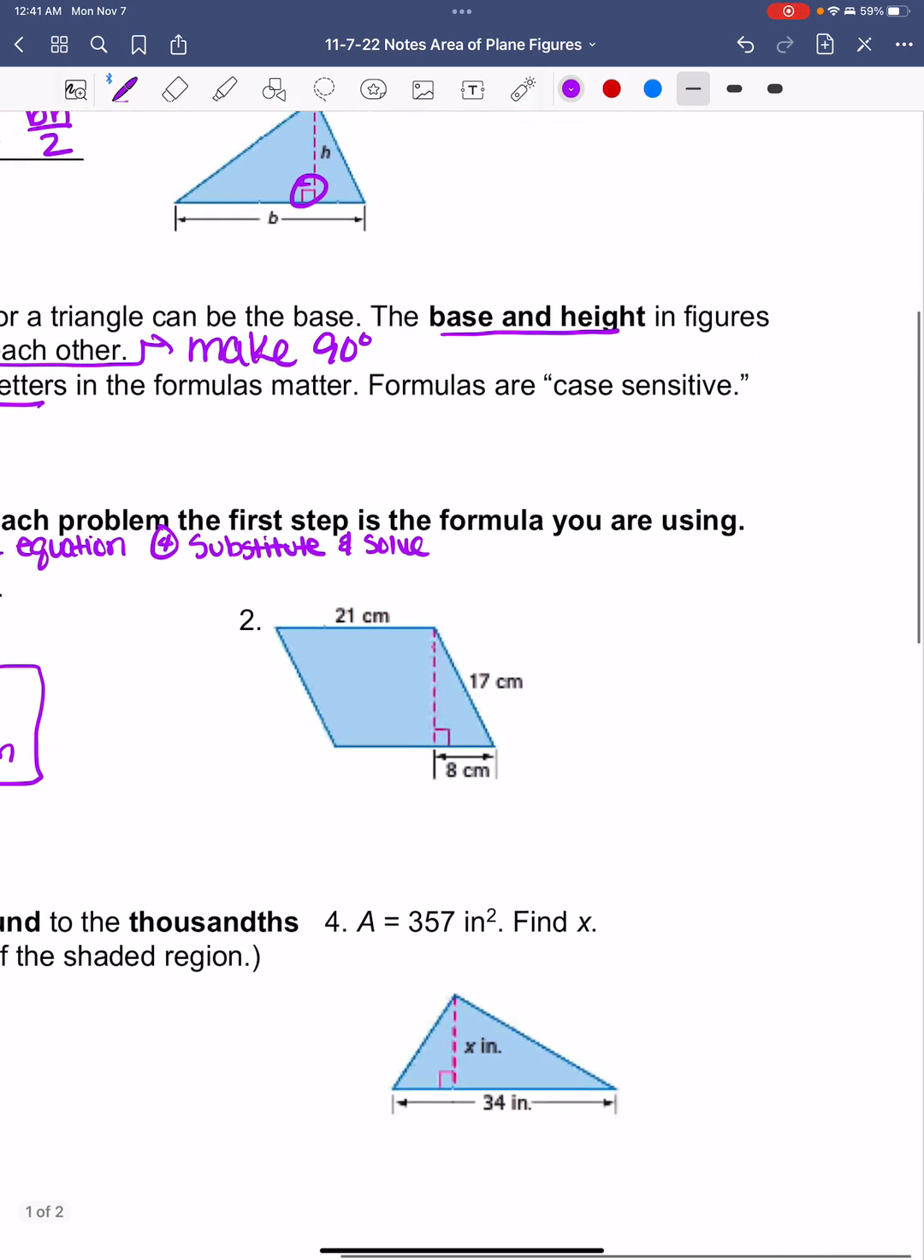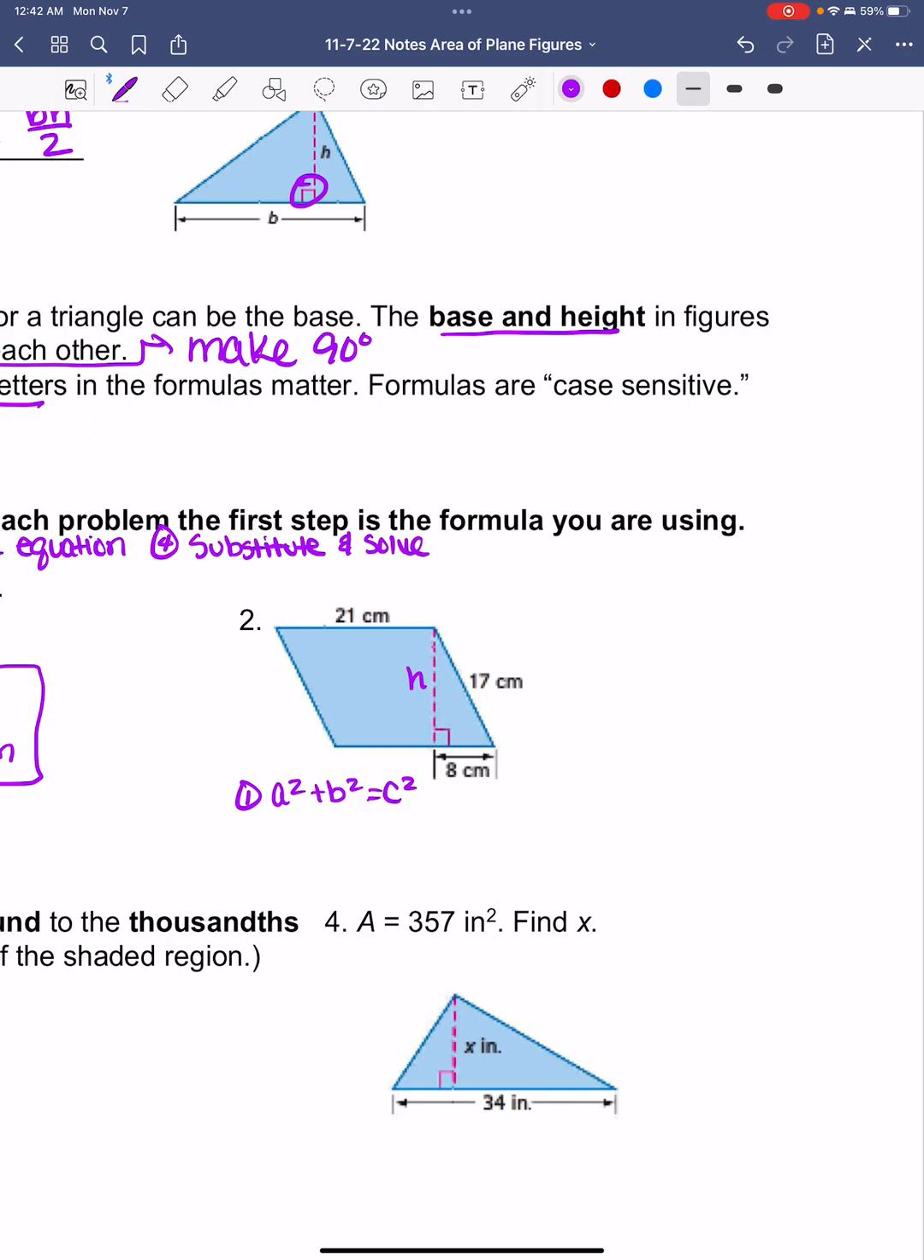Now for the second parallelogram, or equation number 2. The first step you're going to do is find your height. On this one, notice we are not given it. It is not given to us, which is why I have that as part of your steps. Now, the best way that you're going to be able to find this is going to be the Pythagorean theorem.